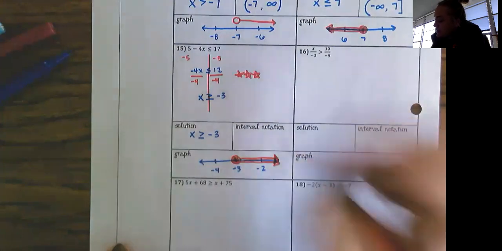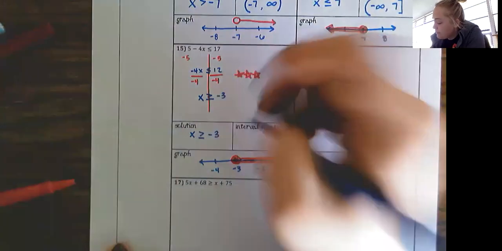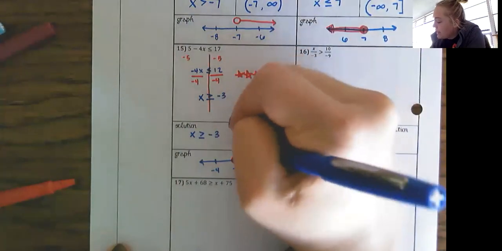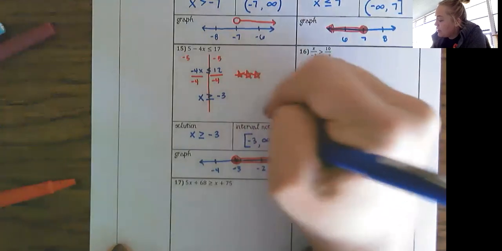My interval would start at -3 with a hard bracket, and I go toward infinity.